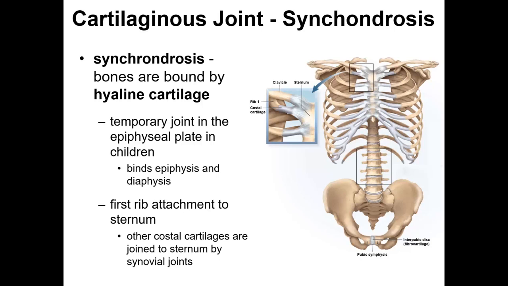The other costal cartilages are joined to the sternum by synovial joints. So this one, the first rib attachment to the sternum, is what is shown here in the little box in the picture.